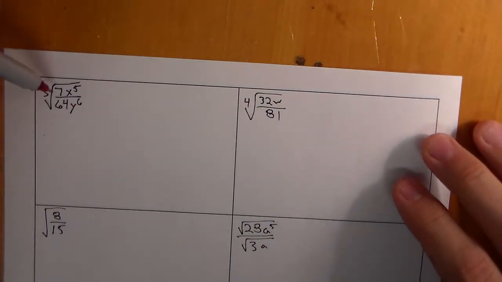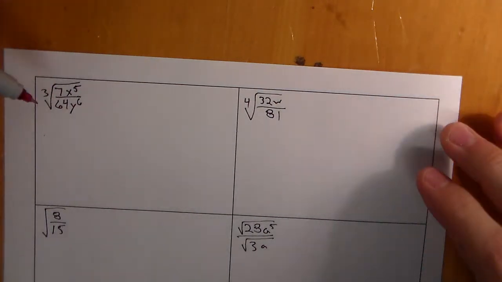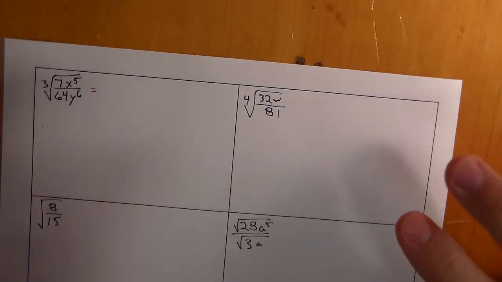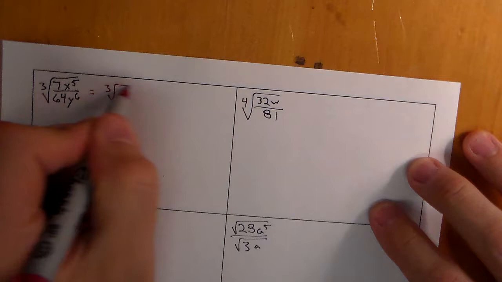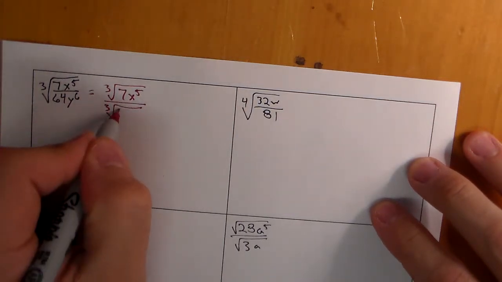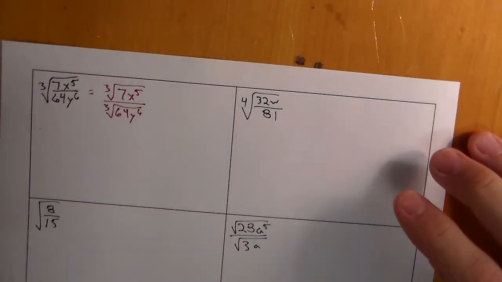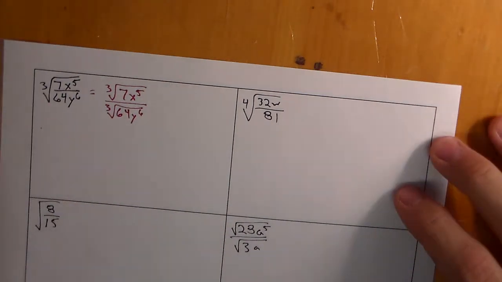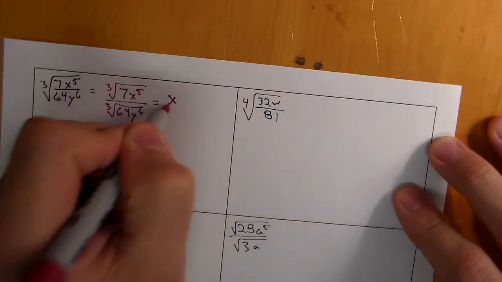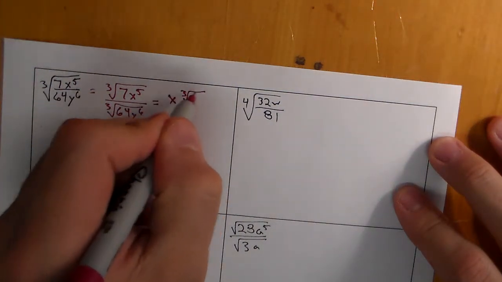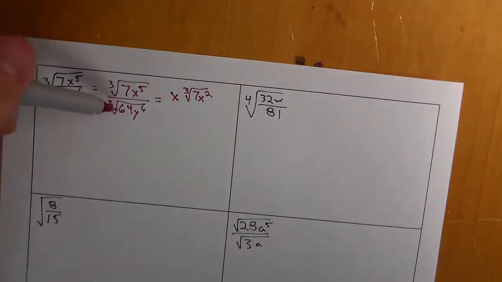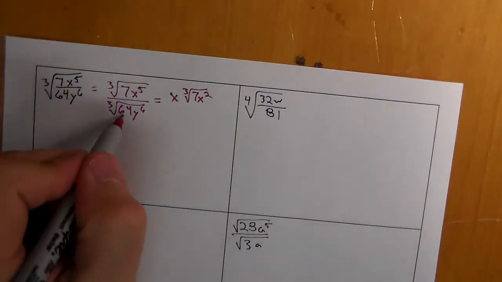We have the cube root of 7x to the 5th over 64y to the 6th. In this case, I'm going to split these into two separate radicals. So I got the cube root of 7x to the 5th and the cube root of 64y to the 6th. The top one doesn't look very nice. I could take a set of x's out and make that x on the outside, cube root of 7x squared, but it's not looking very nice. The bottom, though, has some options.